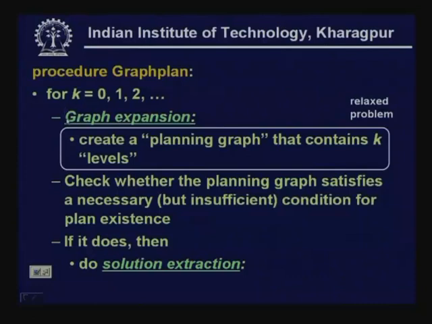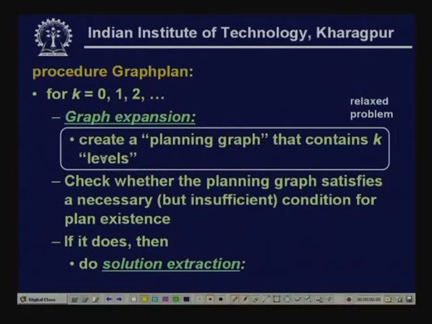We start with k equal to 0, then k equal to 1 and then k equal to 2 and so on. For every value of k, we first do graph expansion, then we check certain conditions in the graph. If the graph meets those conditions, we do solution extraction. So, let us now look at the procedure for graph plan. In the graph expansion phase, we create a planning graph for a particular value of k. In the graph expansion phase, we create a planning graph that contains k levels. So, this represents a relaxed problem.